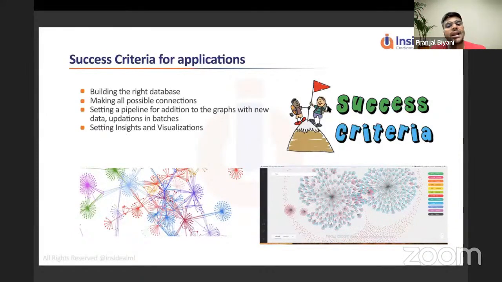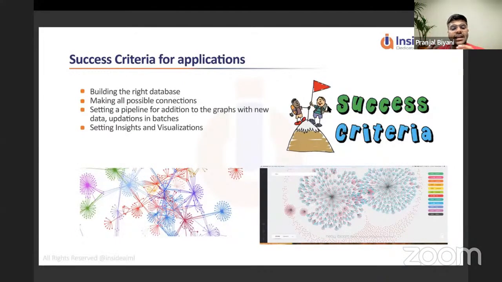Okay, so the pipeline for addition of new data to the graph should also be built. Let's say a new user comes in, a new product comes in, a new consumer comes in, a new access management person comes in, a new system comes in inside the graph. There should be a pipeline that can seamlessly integrate the new entity in the graph, find all its possible connections, make those connections in real time, and make the graph ready for usage.